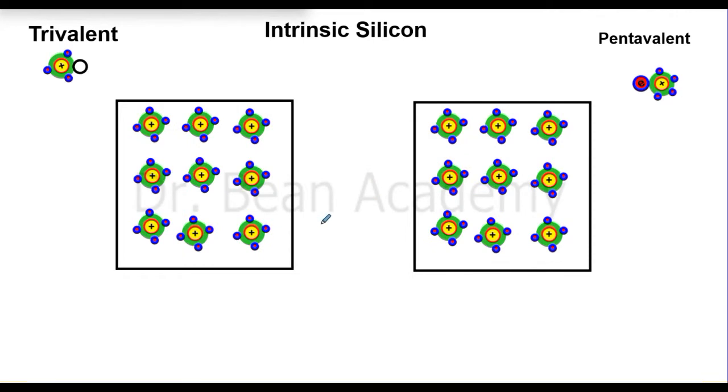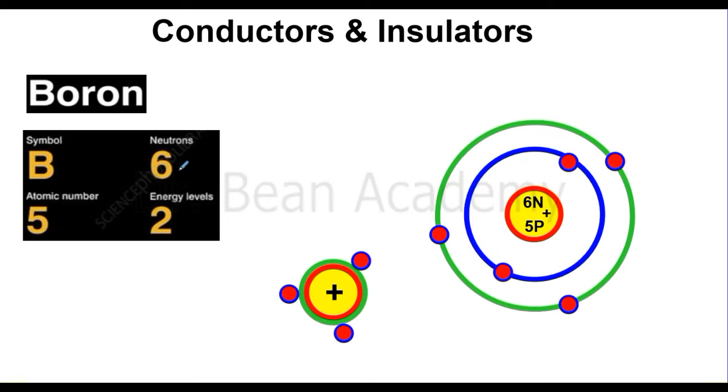Then we learned that we can change the conductivity of silicon by doping. And what is doping? Doping is that I can replace some silicon atoms with another material, and it depends. For example, I can use a trivalent material, which has 3 electrons in the valence shell. An example of a trivalent atom is boron.